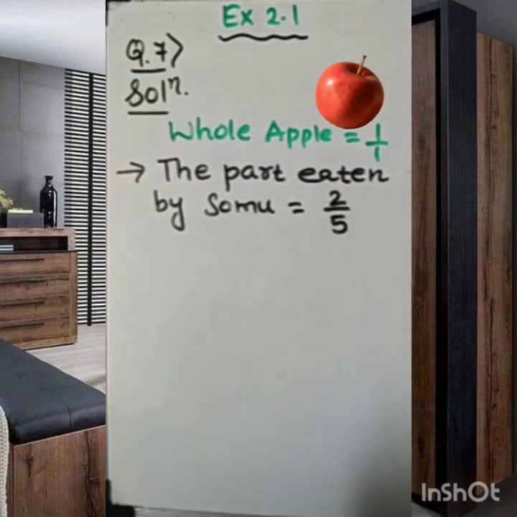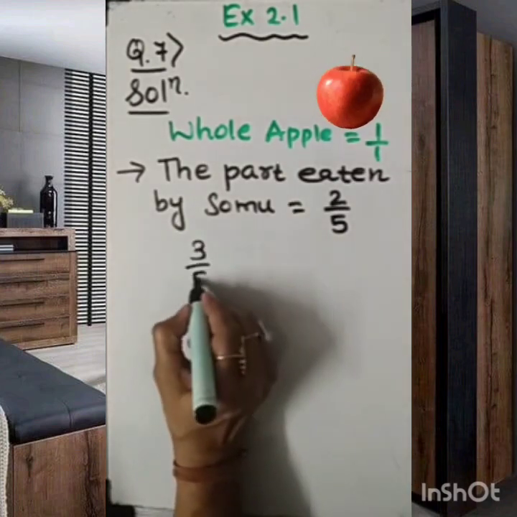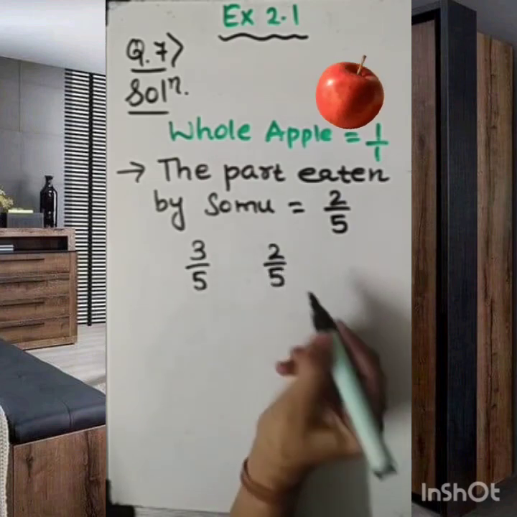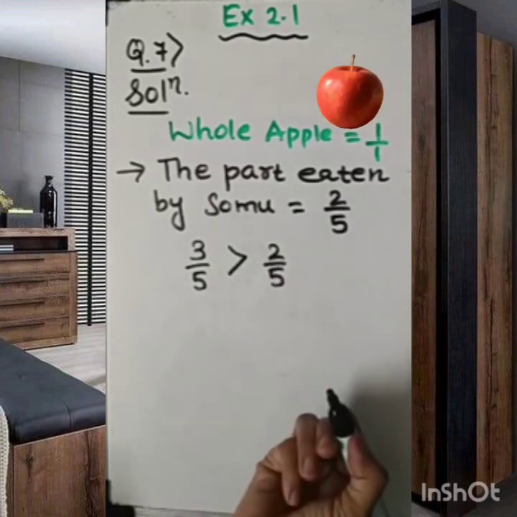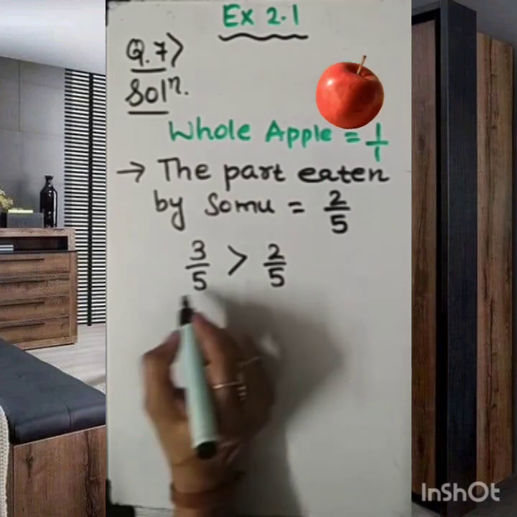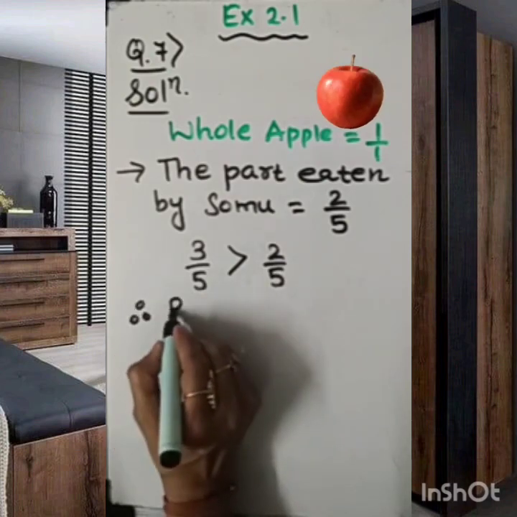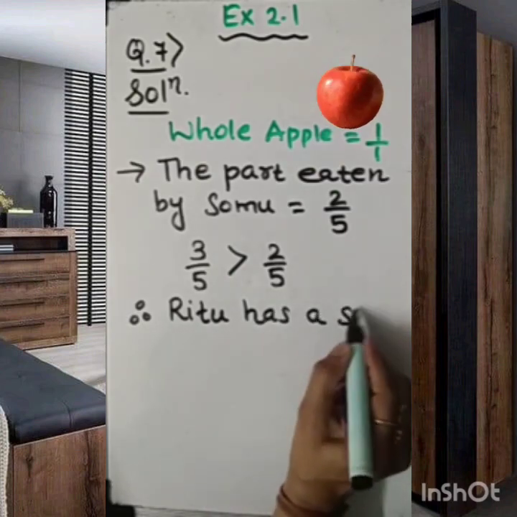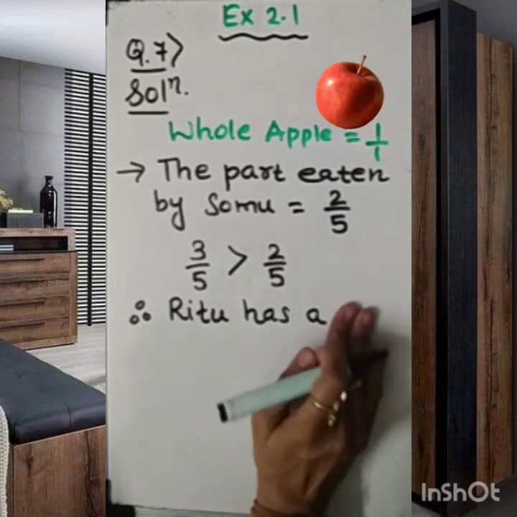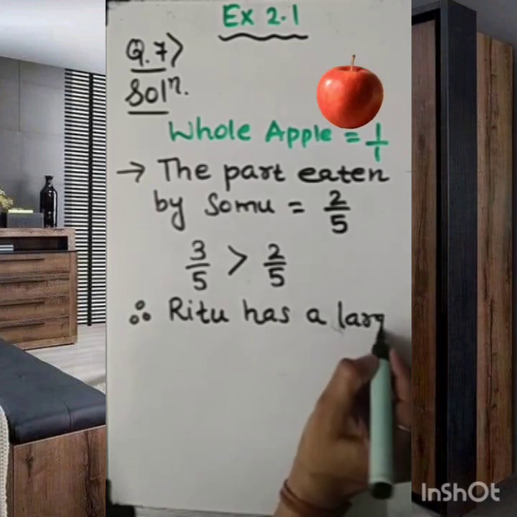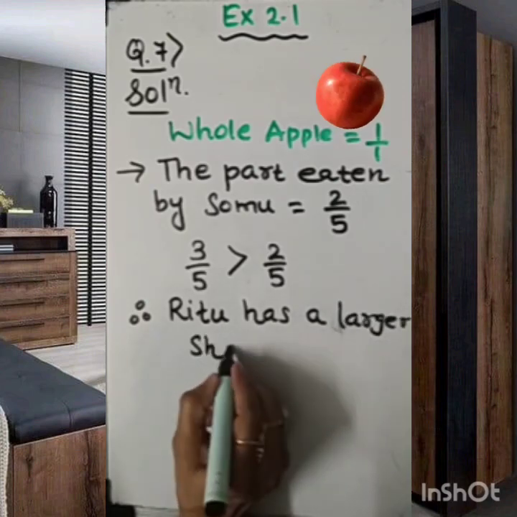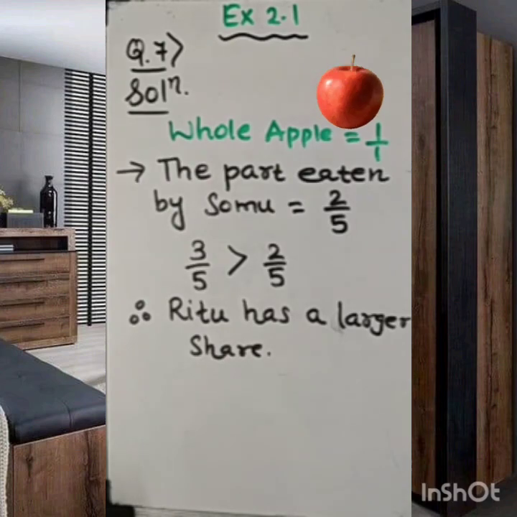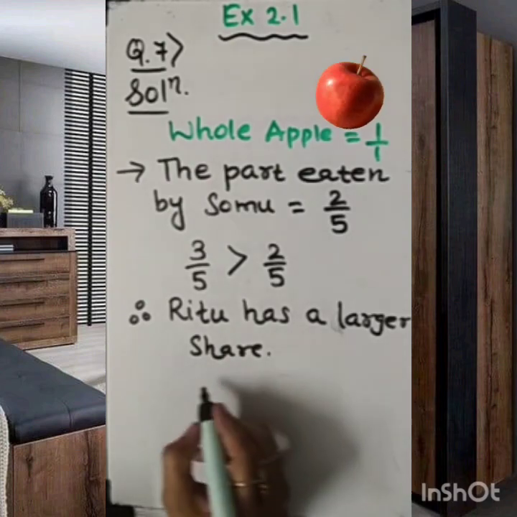Okay. Now, in the next question, they are asking who had the larger share. Is 3 by 5 larger or 2 by 5 larger? Of course, 3 by 5. And who has the 3 by 5 part? That is Ritu. So Ritu has a larger share of the apple. Clear? And by how much? By how much means difference.